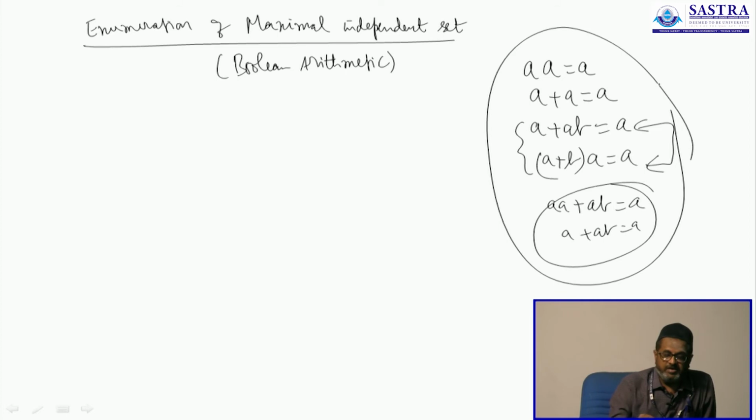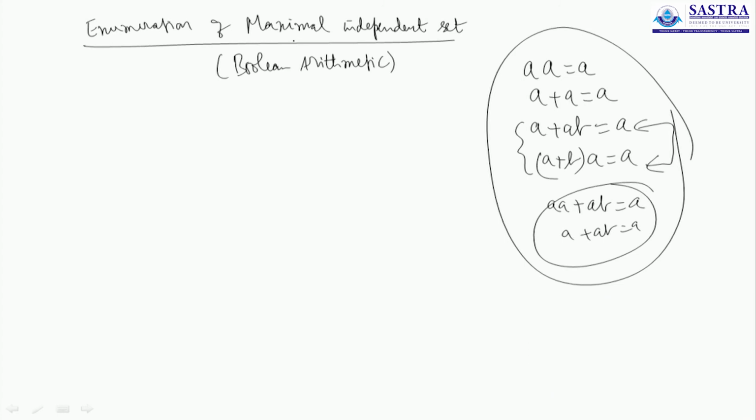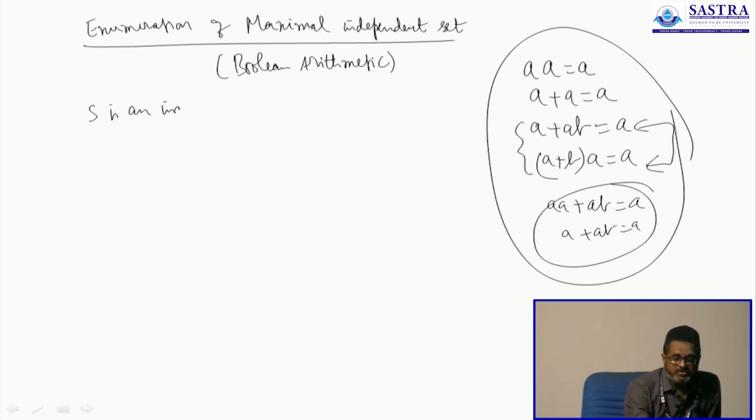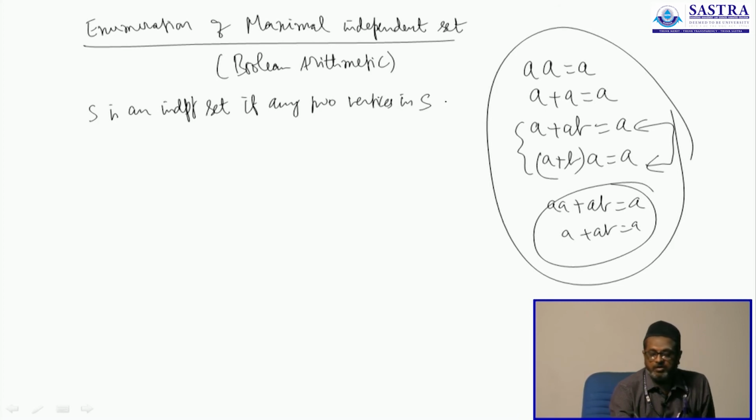Based on the definition of the independent set, you have to convert the given problem in terms of a Boolean expression. Once you are able to convert the set theoretical notation into a Boolean expression, then automatically you can enumerate all the maximal independent sets. Let me again recall the definition of an independent set. S is an independent set if any two vertices in S are non-adjacent.